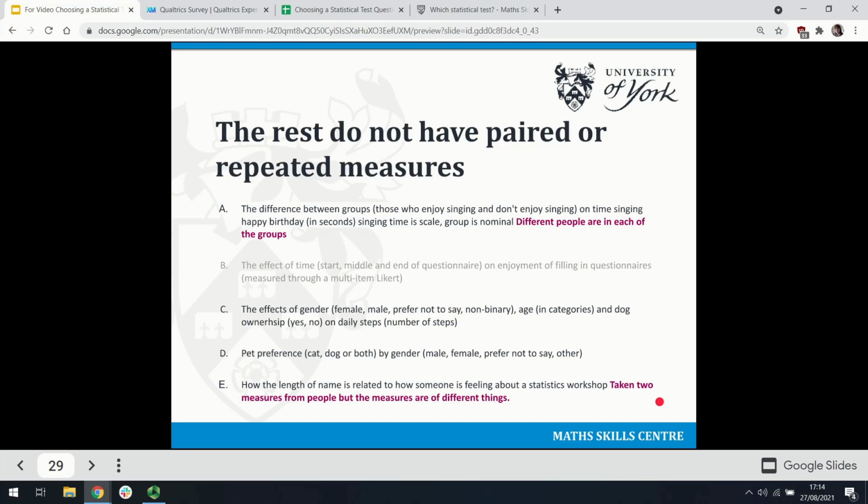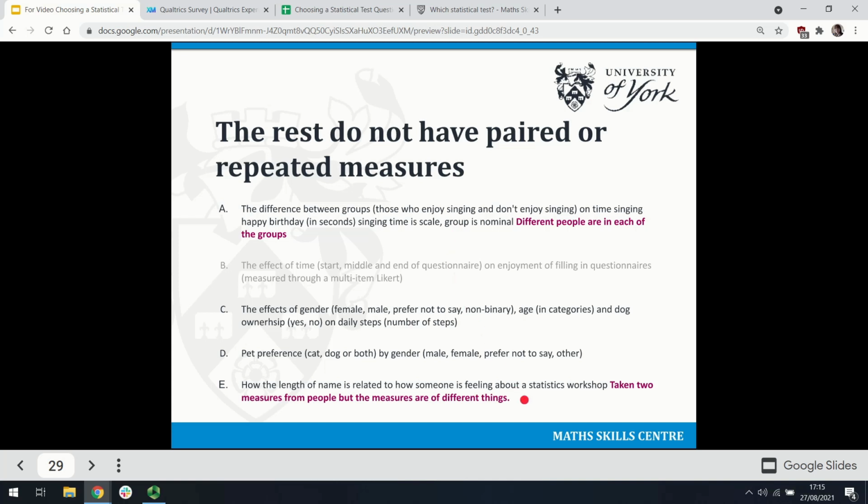The rest of these scenarios, they don't have paired data or repeated measures. And that's because, so on the first one, in case you were thinking that we were comparing times of people who enjoy singing and don't enjoy singing, we can't have the same people that enjoy singing and don't enjoy singing. It's different people. So that's not paired data.